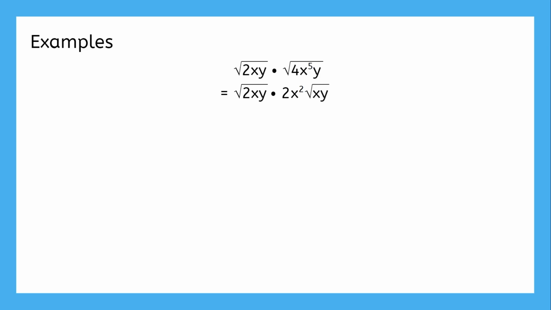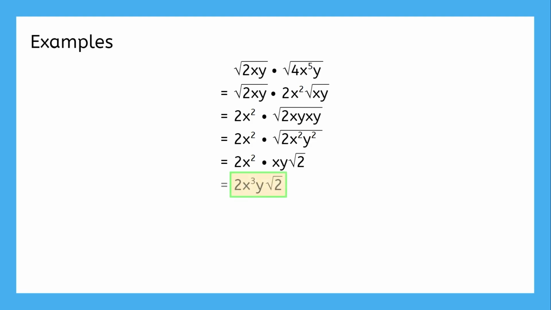Normally, we would need to multiply all the coefficients, but in this example, that's already been done. Now, combine everything inside the radicals and multiply. We get 2x squared y squared. Do you notice anything weird? Now we've got another pair of x's and another pair of y's in the radical. So we can pull them out and multiply them into the rest of the coefficients. So we actually end up with 2x cubed y times the square root of 2.